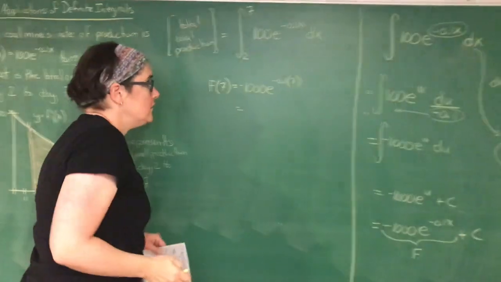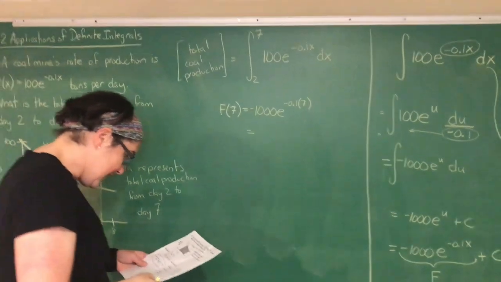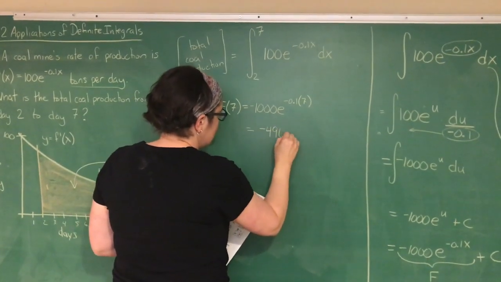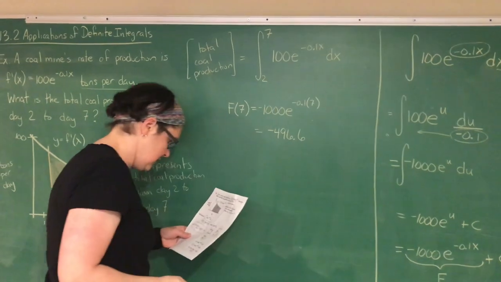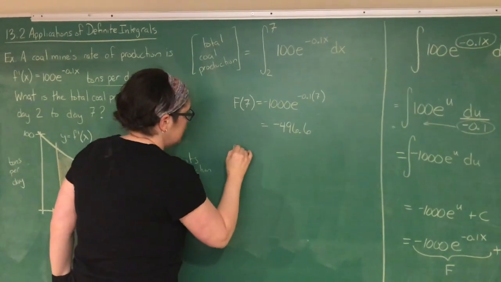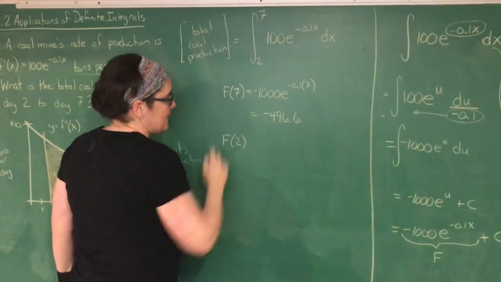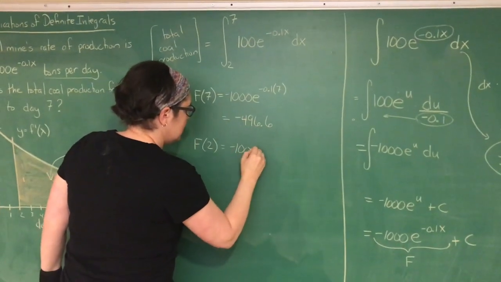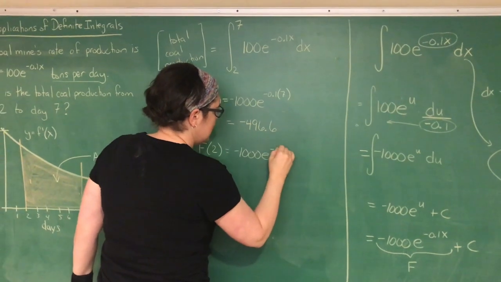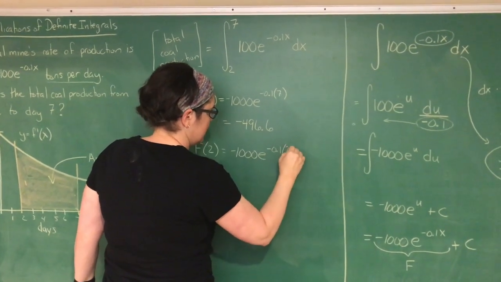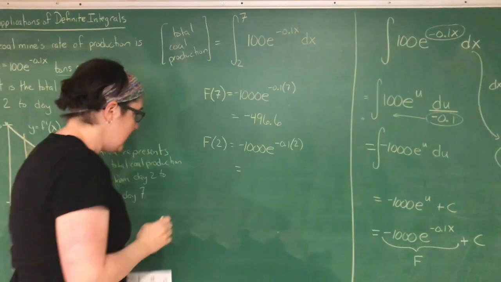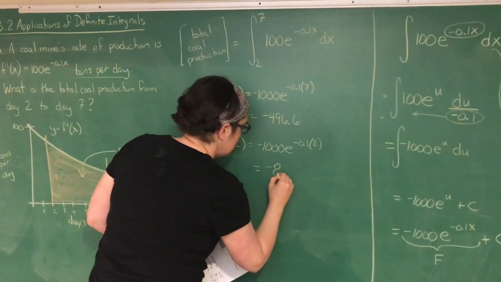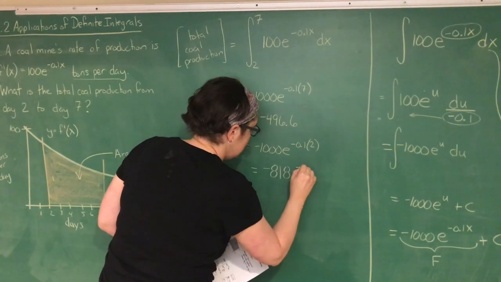And you should check this in your calculator, but what I got when I typed this into my calculator was negative 496.6. And then we plug in our bottom bound into negative 1000 e to the negative 0.1x, but our x is 2. And what I came up with when I typed this one into my calculator is negative 818.7.